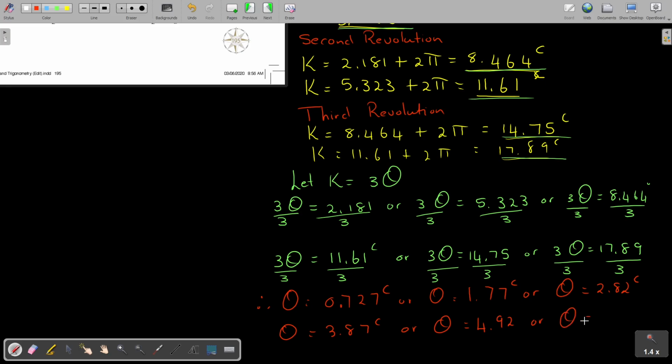or theta equals, and the last one, 17.89 there, divide 3, and that's 5.96 radians. And there are your 1, 2, 3, 4, 5, 6 answers.